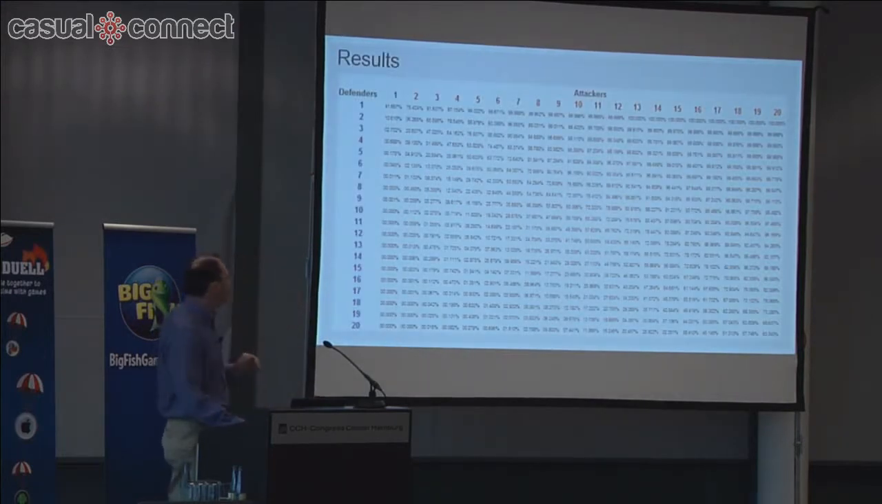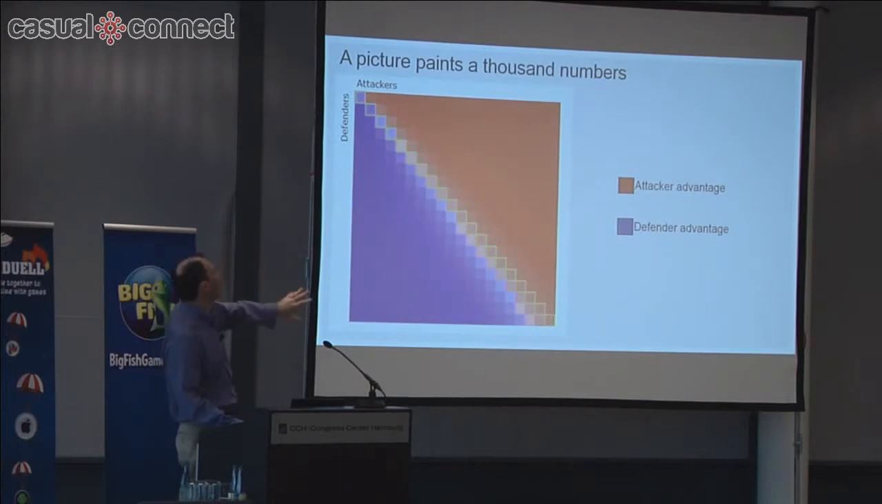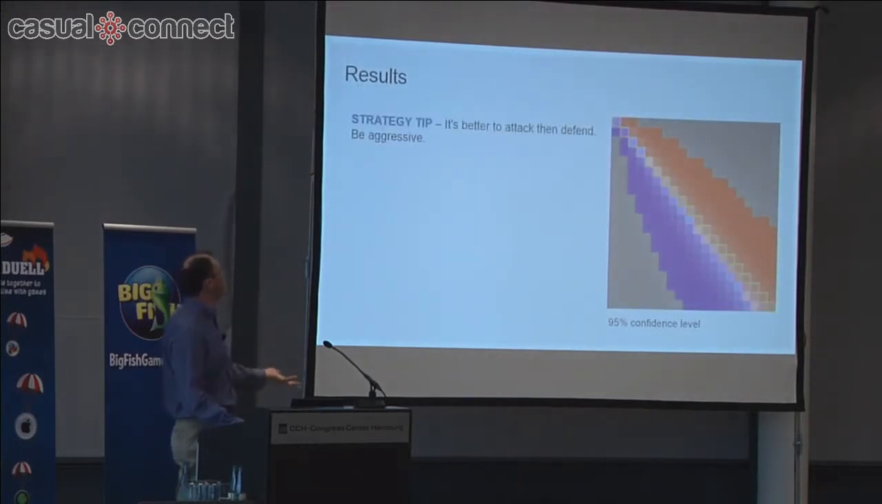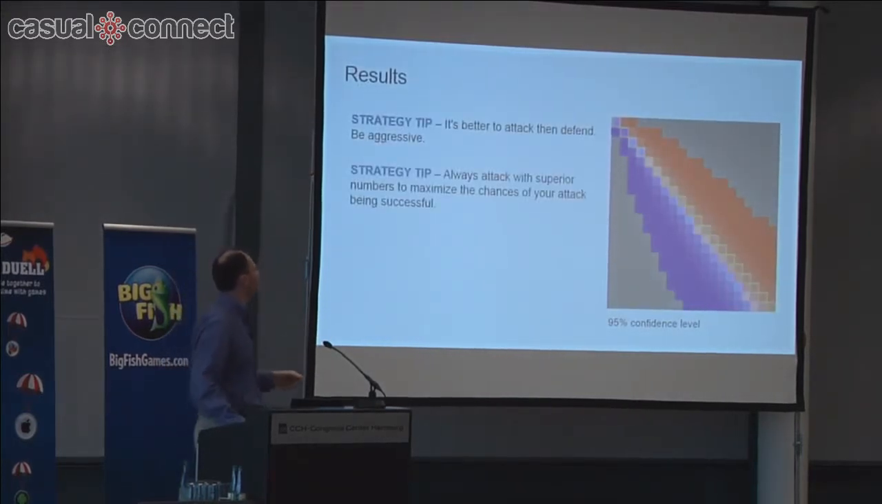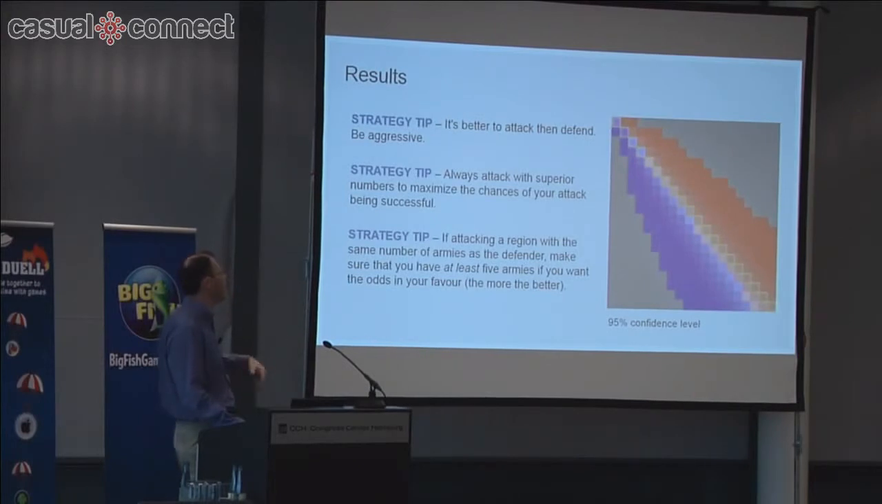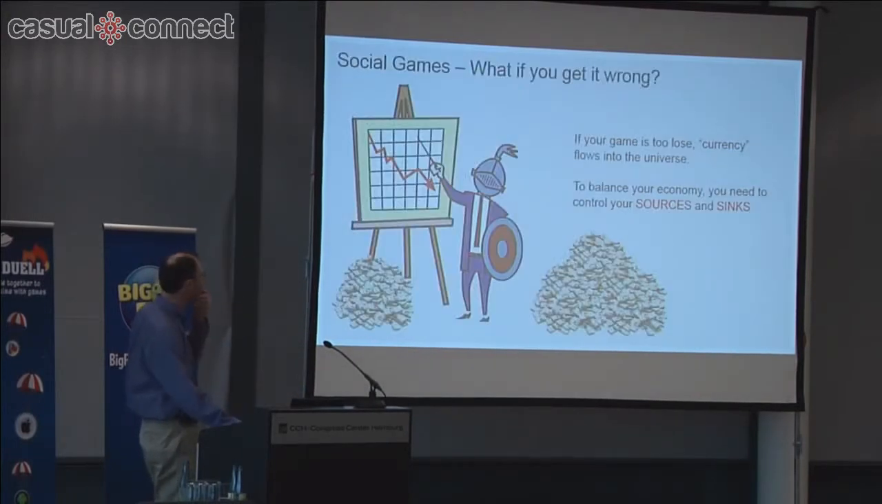This is mouse type, you're not really expected to see it, but then we can shade the probabilities, and a picture paints 1,000 numbers. Here it is shaded red where the attacker has the advantage, and shaded blue where the defender has the advantage. It's better to attack than defend, there's always superior numbers, and if you're attacking a region, you need to make sure that you have at least 5 armies. There are some results that come through.